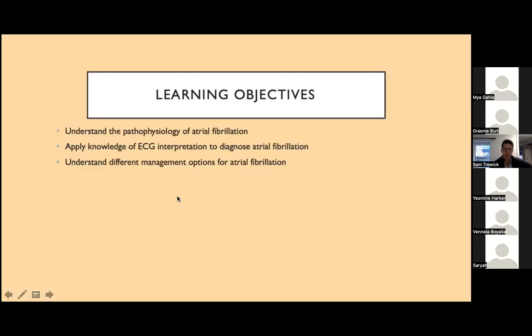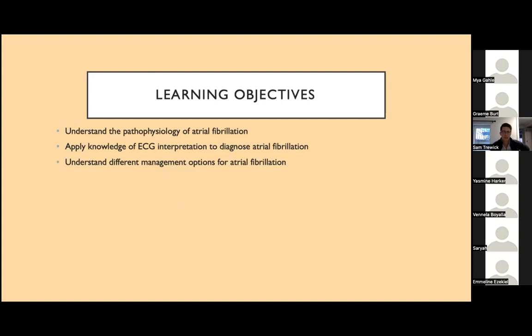Our learning objectives for today are going to be to try and understand some of the pathophysiology of atrial fibrillation and how that relates to some of the complications, apply our knowledge of ECG interpretation to help diagnose atrial fibrillation, and then understand some of the different management options there are for people that we see with AF.